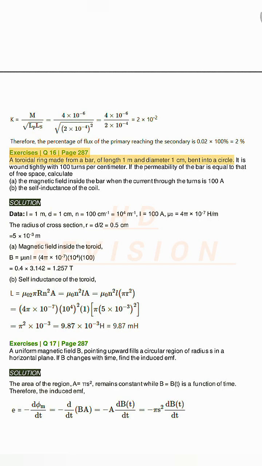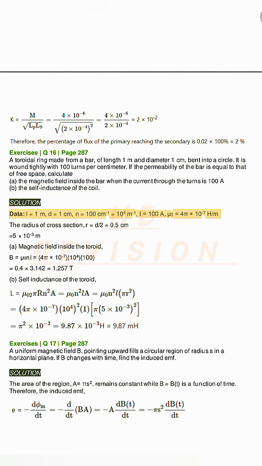Exercises Q16, page 287. A toroidal ring made from a bar of length 1 meter and diameter 1 centimeter is bent into a circle. It is wound tightly with 100 turns per centimeter. If the permeability of the bar is equal to that of free space, calculate A, the magnetic field inside the bar when the current through the turns is 100 A, and B, the self-inductance of the coil.